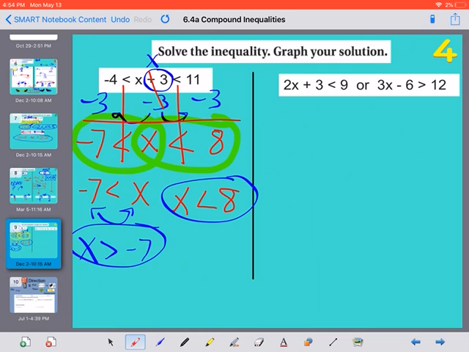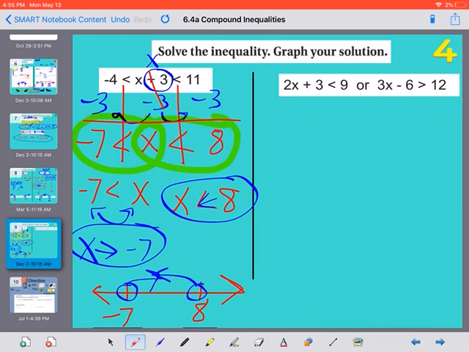And notice there isn't a number line here. You need to just simply draw your own. -7 is the smaller number. 8 is the bigger number. These are both open circles because there's no equal to. At -7 we're going to the right, and at 8 we're pointing to the left.